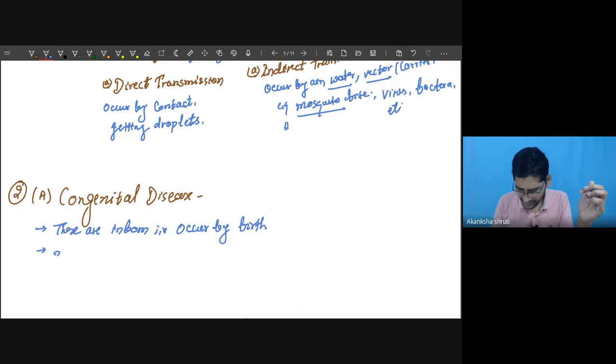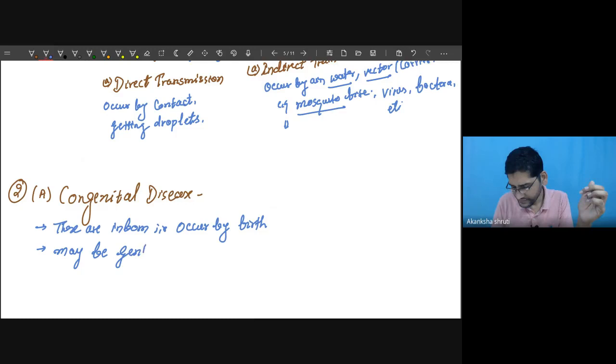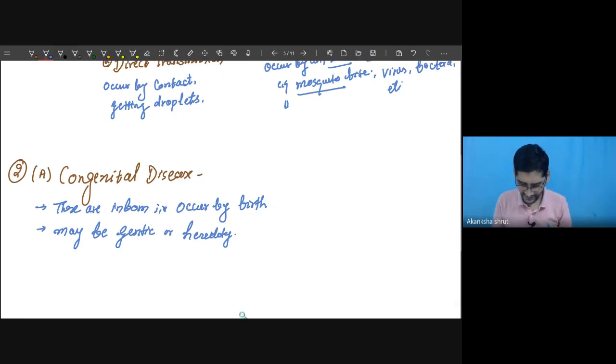So maybe genetic, meaning the parent has that kind of gene and the same gene is transmitted to the younger one, so the younger is also getting the same disease. That is called genetic or hereditary. So congenital diseases are also genetically transmitted diseases. What are the examples? Let us take.